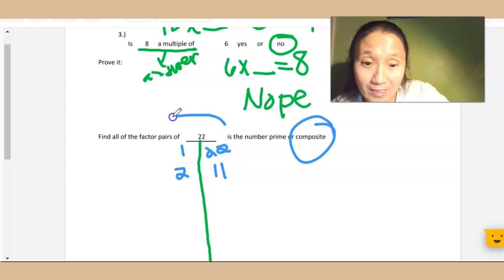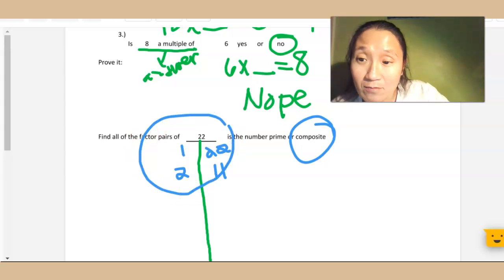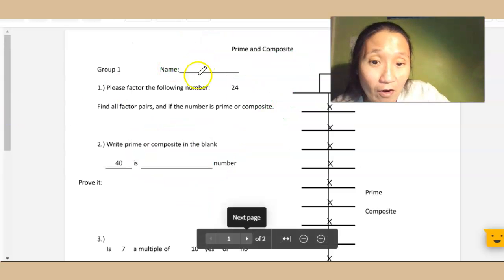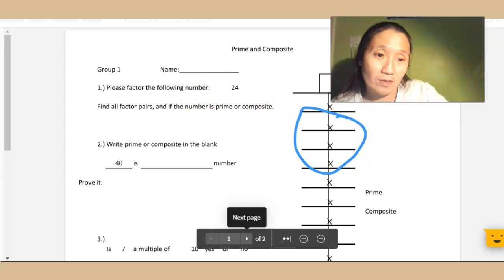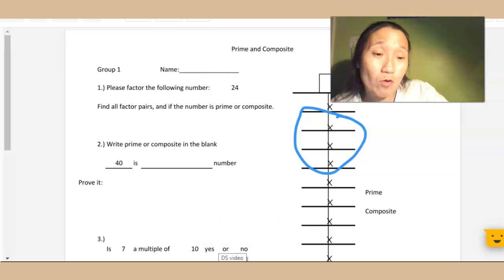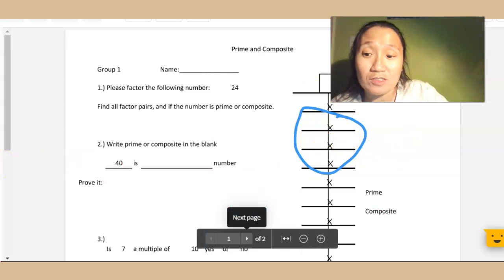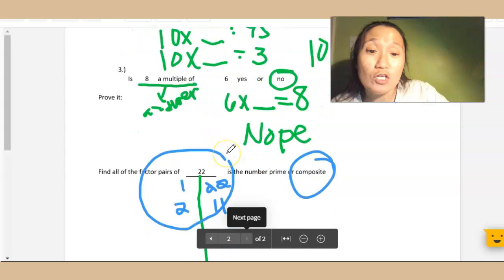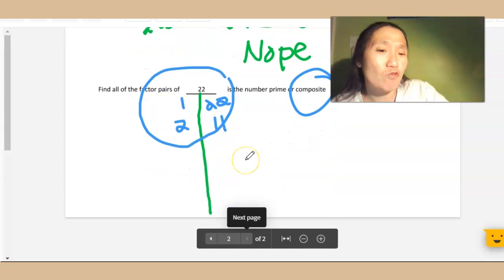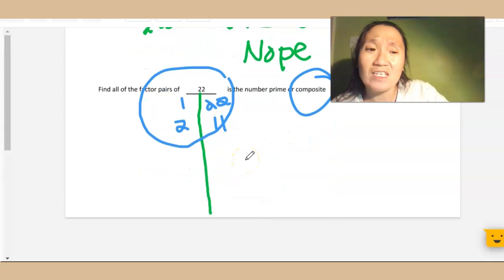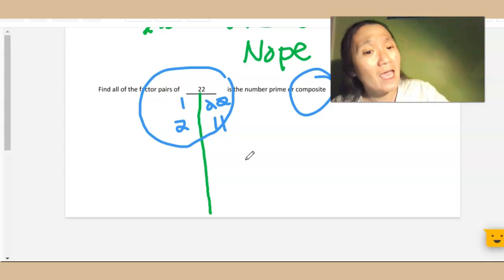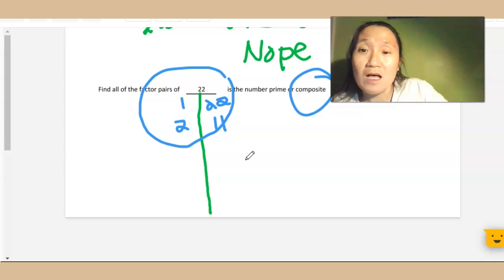This question right here is the same question as you did right there. They're the same question, I just didn't give you this part of it. I want you to do this part of it all by yourself because you are in group 2. You should be fairly capable of drawing your own T-chart and finding all the factor pairs and deciding, hey, is that number prime or composite? Plain and simple. All right.